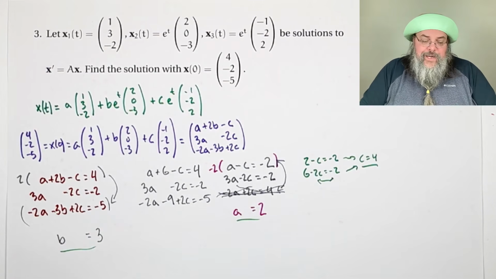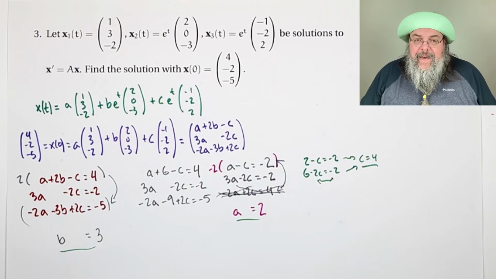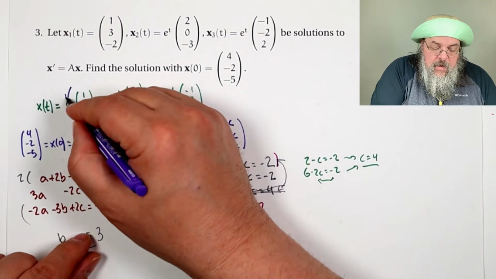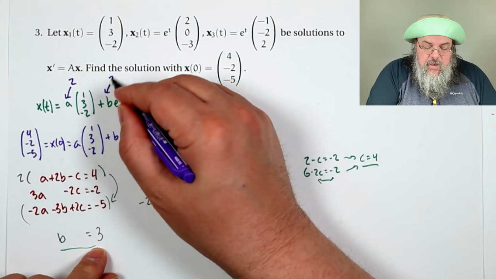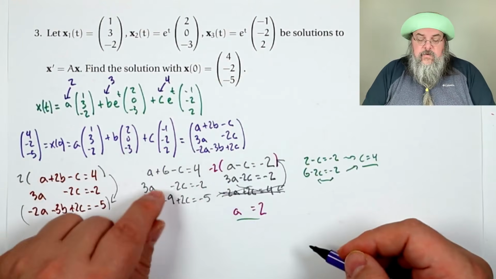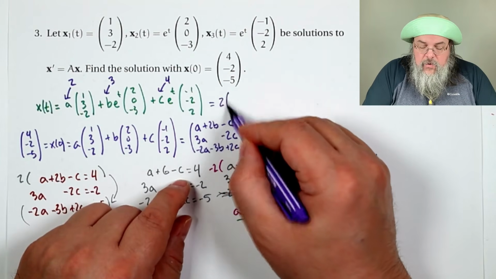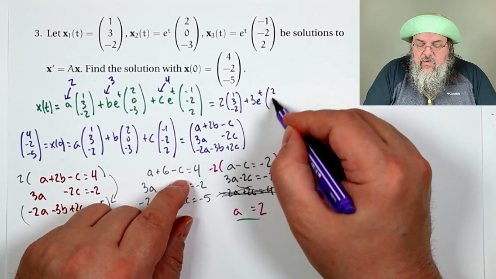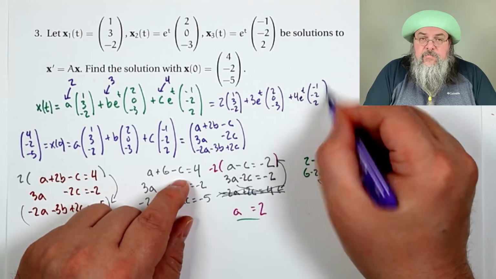Nice. So what do we do with that information? Well, now that we have our A, B, C, we can go back and say, A is 2, so this A is a 2. And B is 3, so that's a 3. And C is 4, all right, that's a 4. And so now there's our answer. So we can write it as 2, 1, 3 minus 2, plus 3 e to the t, 2, 0 minus 3, plus 4 e to the t, minus 1 minus 2, 2.